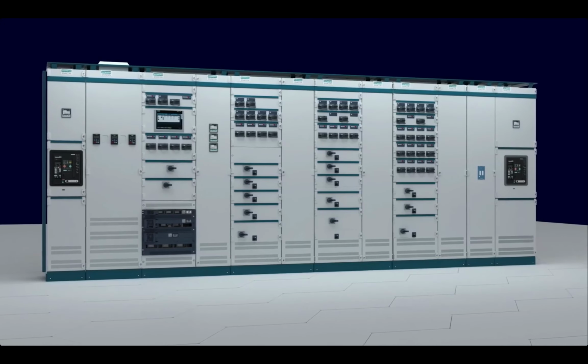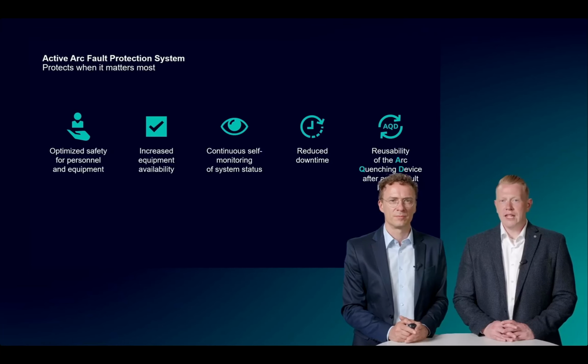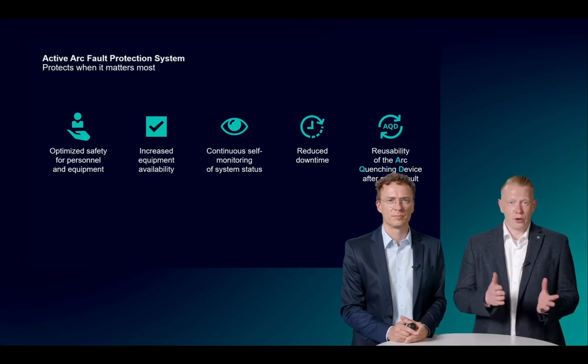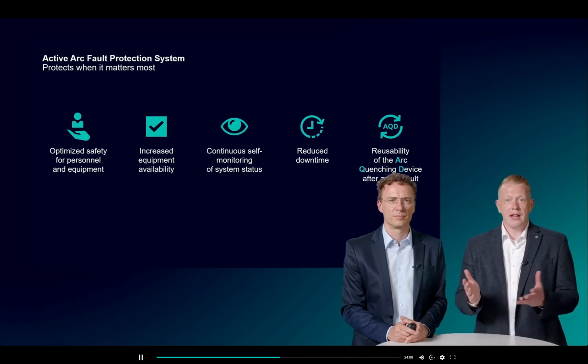Thus, both personnel and equipment are successfully protected. Through these features, the active arc protection system provides increased safety for both personnel and equipment. In this case, the earth fault is not really a short circuit because there's only a small current flowing. That's the good thing. But on the other hand, you must find that fault.